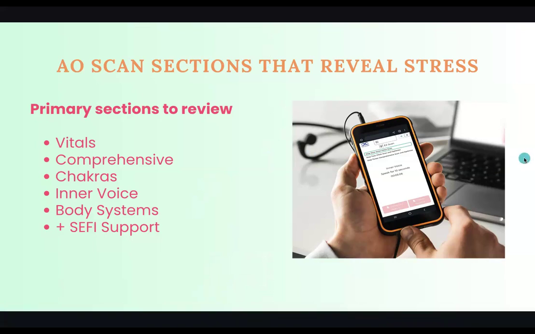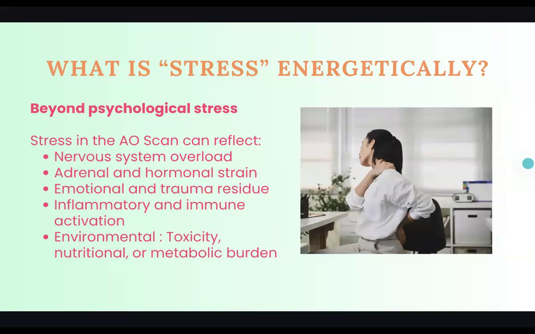So these are all markers that we have, right? That are stress. So can we see some of these in our AO scan? That is the question. All right. So stress from an energetic perspective can look like nervous system overload, right? So I think we just suggested a few of those in there. Adrenal and hormonal strain. Obviously, maybe not as easy to see. That exhaustion will definitely show you that adrenal.